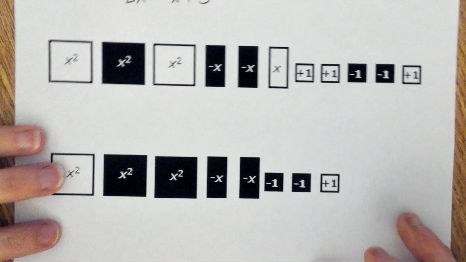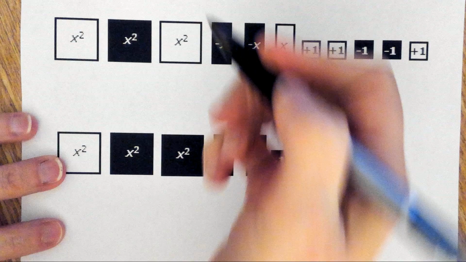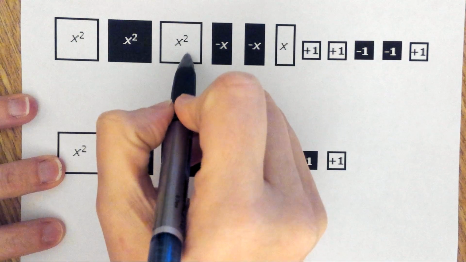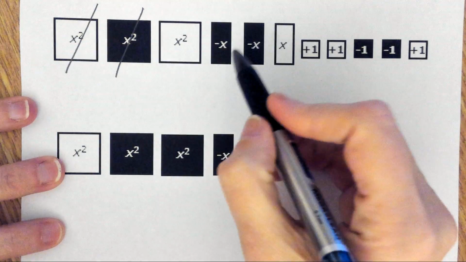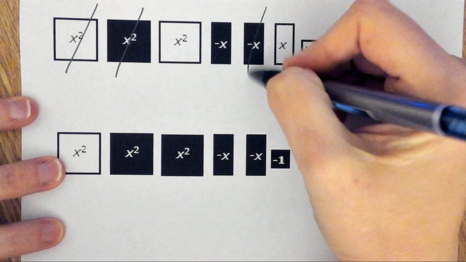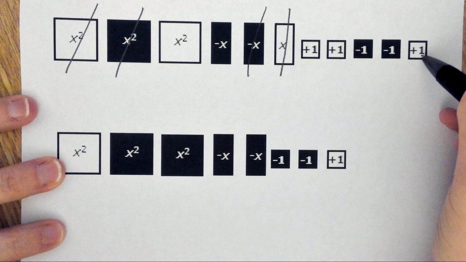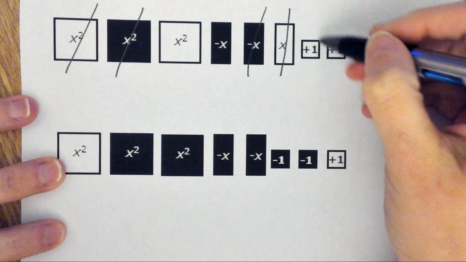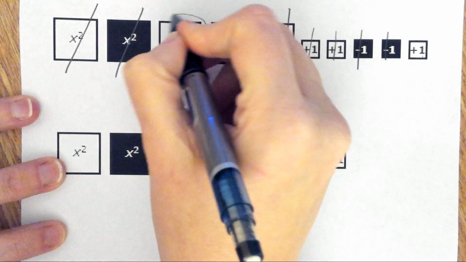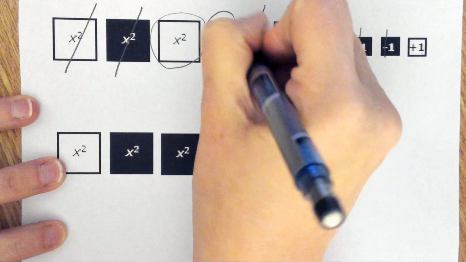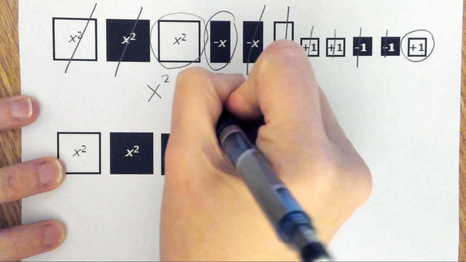If I look at this next problem, same thing. I'm going to look for zero pairs that I can cancel out. So here I have 2 positive x squareds and 1 negative, so one of these pairs can cancel away. I have 2 negative x's and 1 positive x, so 2 of those can cancel away. I have 1, 2, 3 positive 1s and 2 negative 1s, so I can have 2 of those cancel away. What's left is 1x squared, 1 negative x, and 1 positive 1, which looks like x squared minus x plus 1.